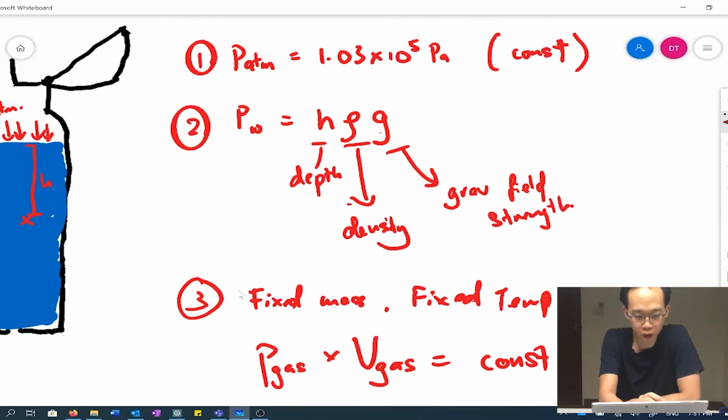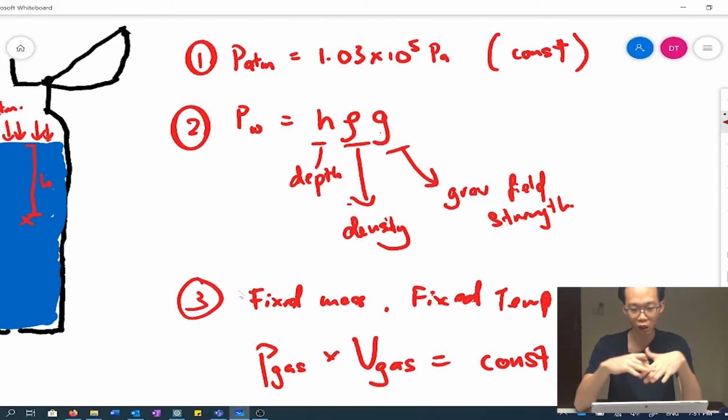Firstly, let's talk about atmospheric pressure. If we consider that we are all at sea level, the atmospheric pressure should be around 1.03 times 10 to the power of 5 pascals. And this is a constant value, so that means this constant amount of pressure will be pressing against all the surfaces that are exposed to the atmosphere.